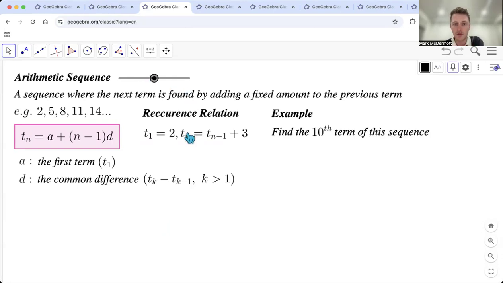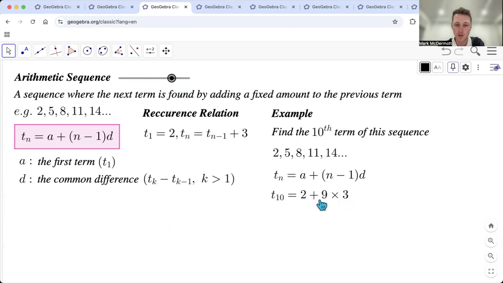Let's look at an example. Hopefully it will clarify things. Find the 10th term of this sequence. So, same sequence, 2, 5, 8, 11, 14. We're going to use this rule. We want to know the 10th term, so we're going to do T sub 10. We know the first term is 2, so A is 2. We want to get to the 10th term, so we're going to do n minus 1. 10 minus 1 is 9. 9 groups of 3. So it's 2 plus 9 times 3, which is 2 plus 27, which is 29.